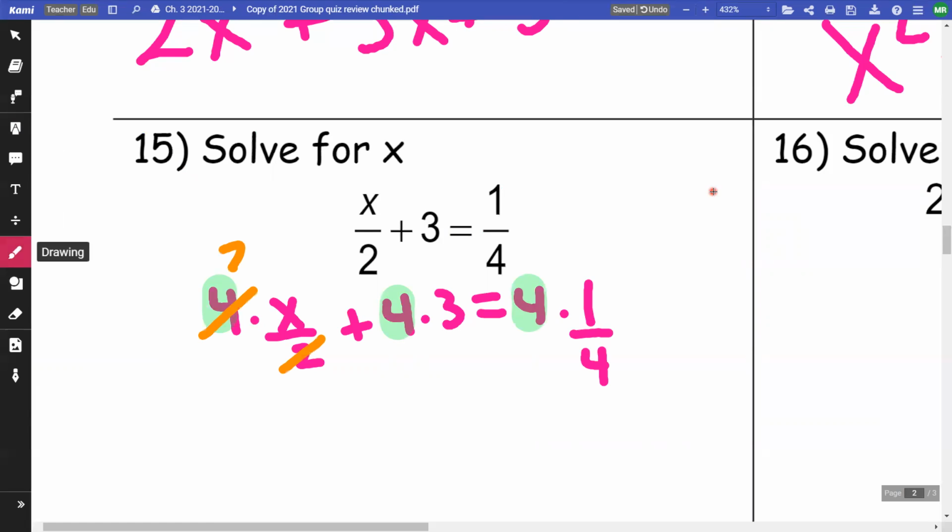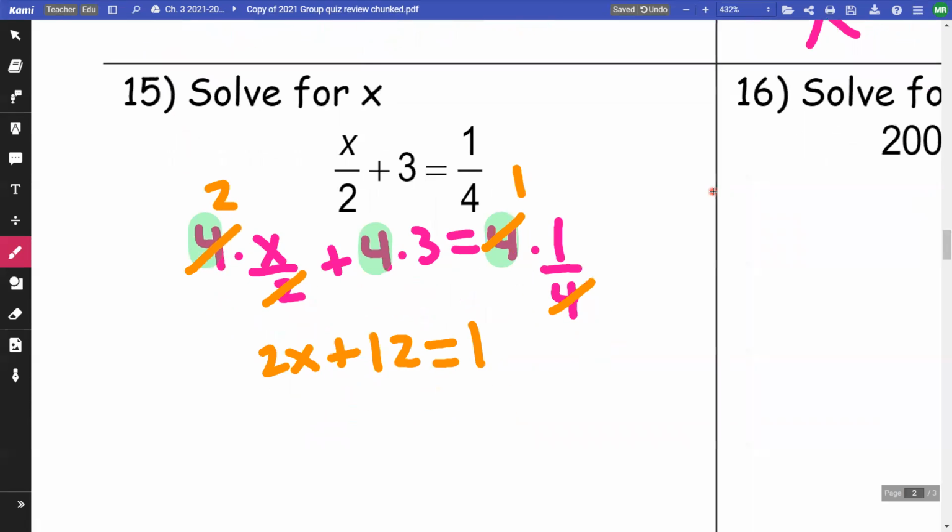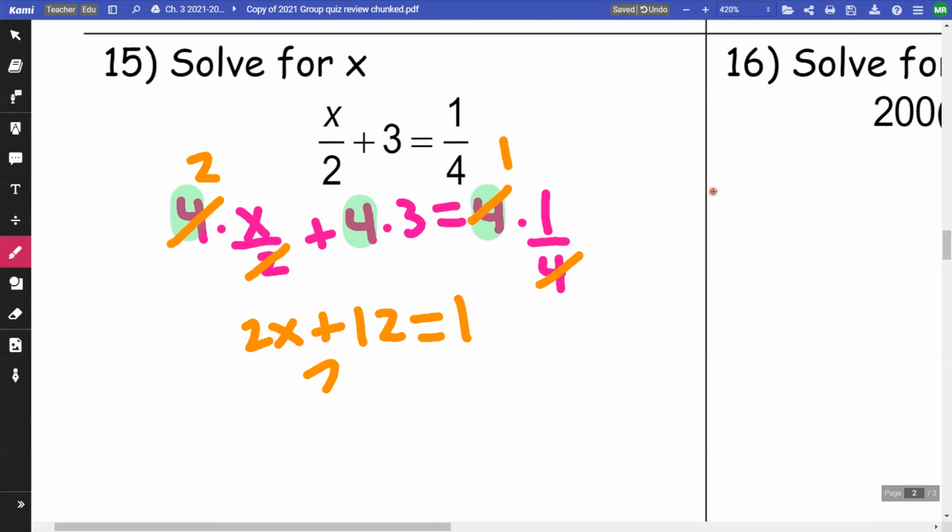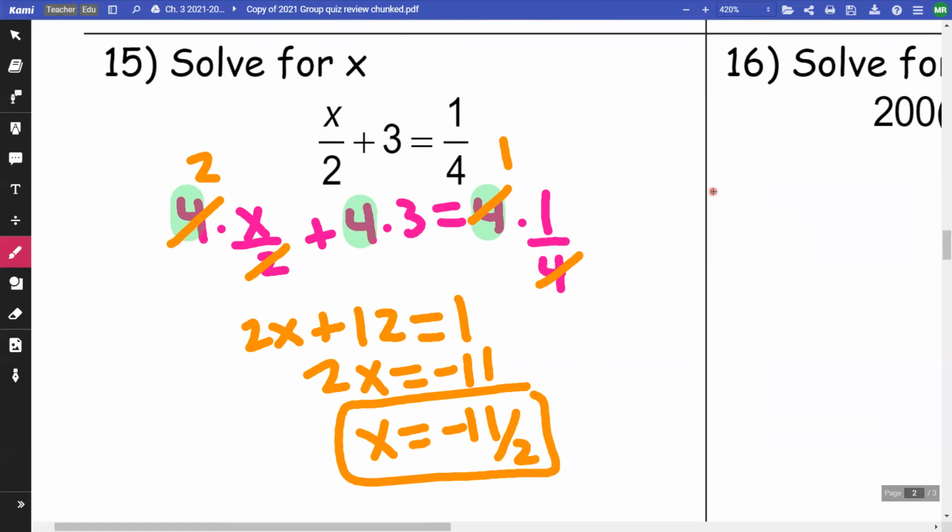This goes into this twice. So I get 2x plus 12 equals, 4 goes into 4 once, 1 times 1 is 1. This is now what I'm going to solve. I am going to minus 12 from both sides. I get a negative 11. I'm going to divide by 2, and I get negative 11 over 2.